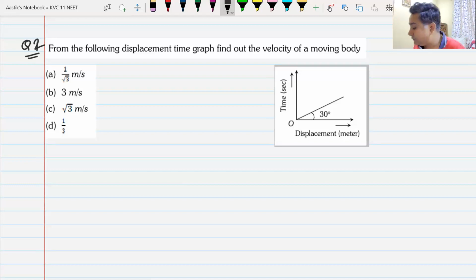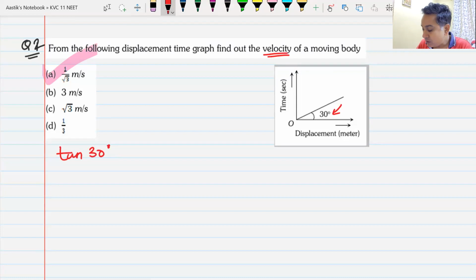Yes, beta, what is the answer? Option 3, sir. Not option 1. Option C or A. Okay. As soon as you see displacement time graph and someone asks you velocity, you will find the tan of this angle. So you will find tan of 30 degrees. That will be equal to velocity. Tan of 30 degrees is 1 by root 3. So you'll say the answer is 1 by root 3. But that is not the answer.